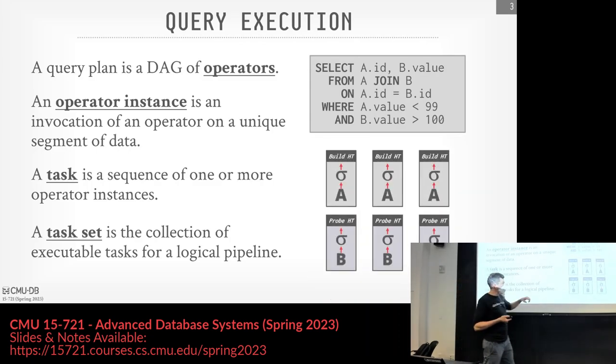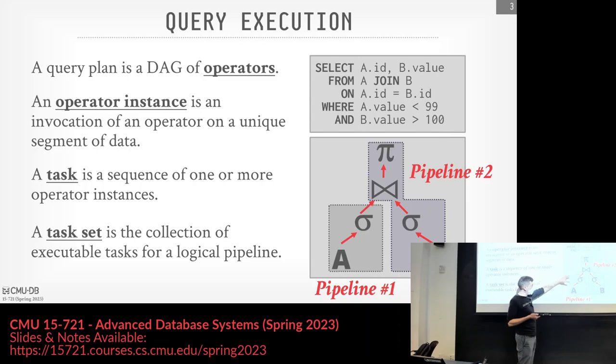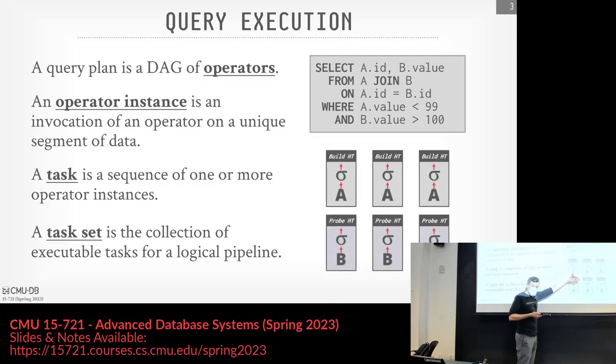So you can sort of think of it like you take the query plan like this, you define the pipelines based on the boundaries for the pipeline breakers, and then now you have a bunch of these tasks that are going to do that work on distinct chunks of data, or morsels, or whatever you want to call them, blocks. And this is what we need to schedule and execute today, okay?